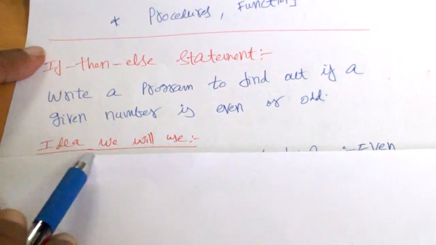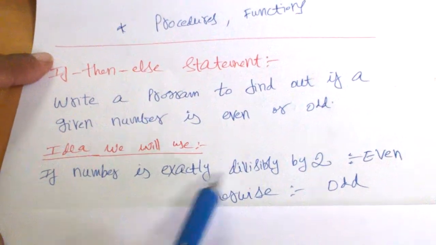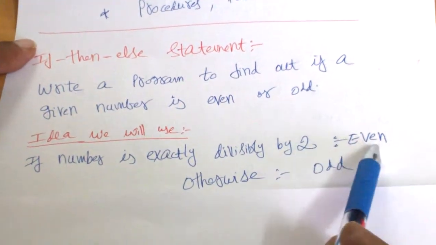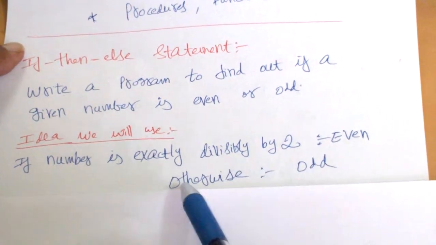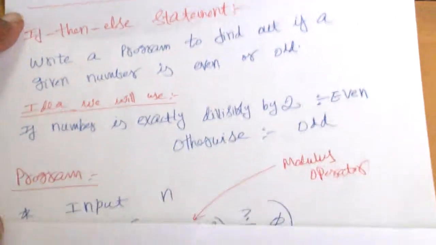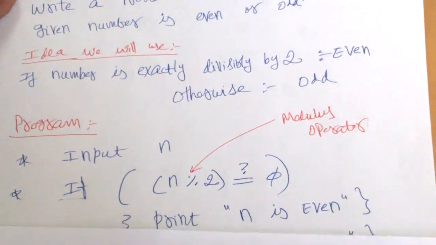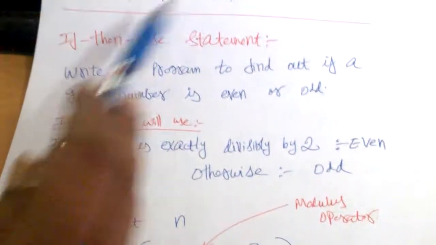So we will develop the idea first. What's the idea that we are going to use? If a number is exactly divisible by 2, then we know that the number is even. Numbers such as 2, 4, 6, 8, 10, and so on. Otherwise, 1, 3, 5, 7, these numbers are all odd. So what's going to be the program? Here we are looking at the usage of the if then else statement.